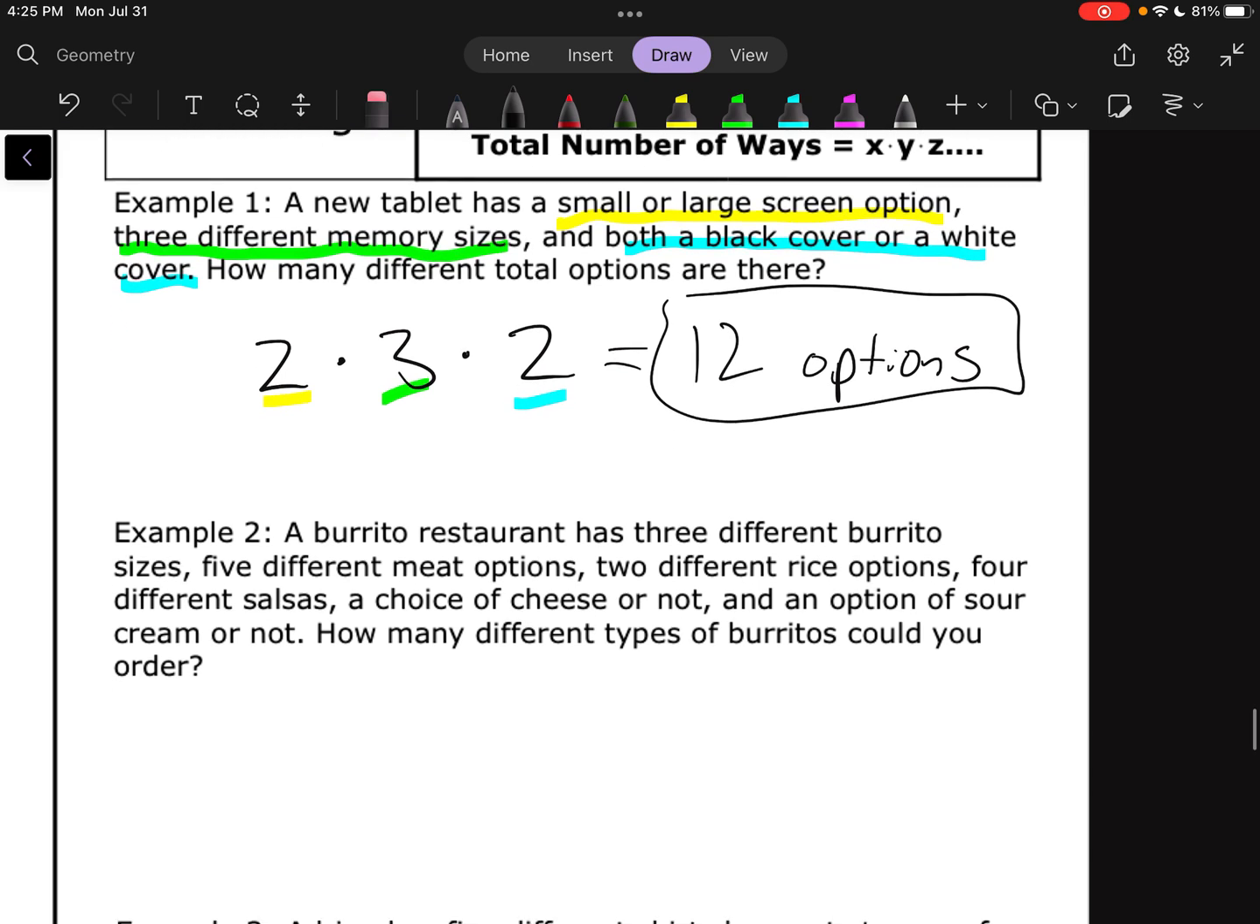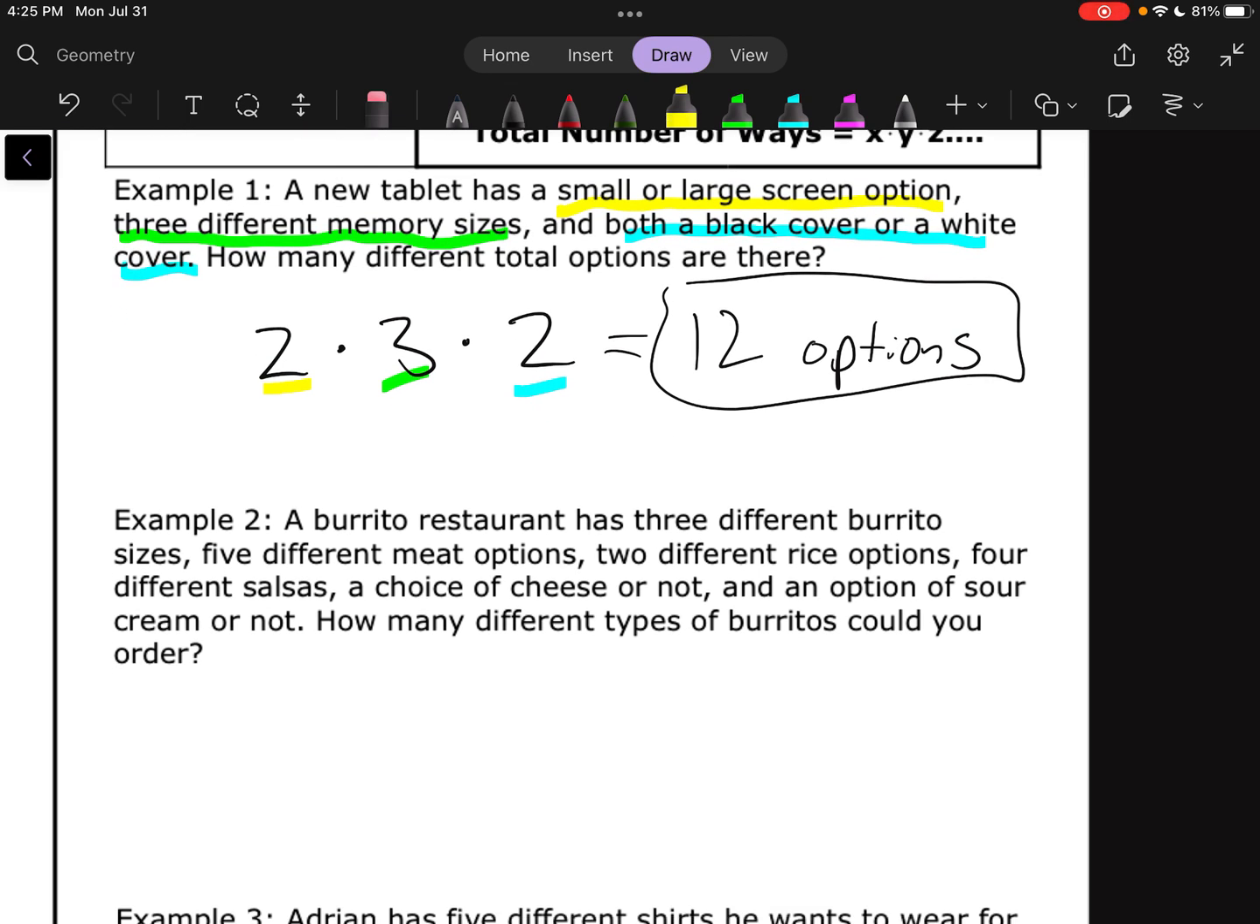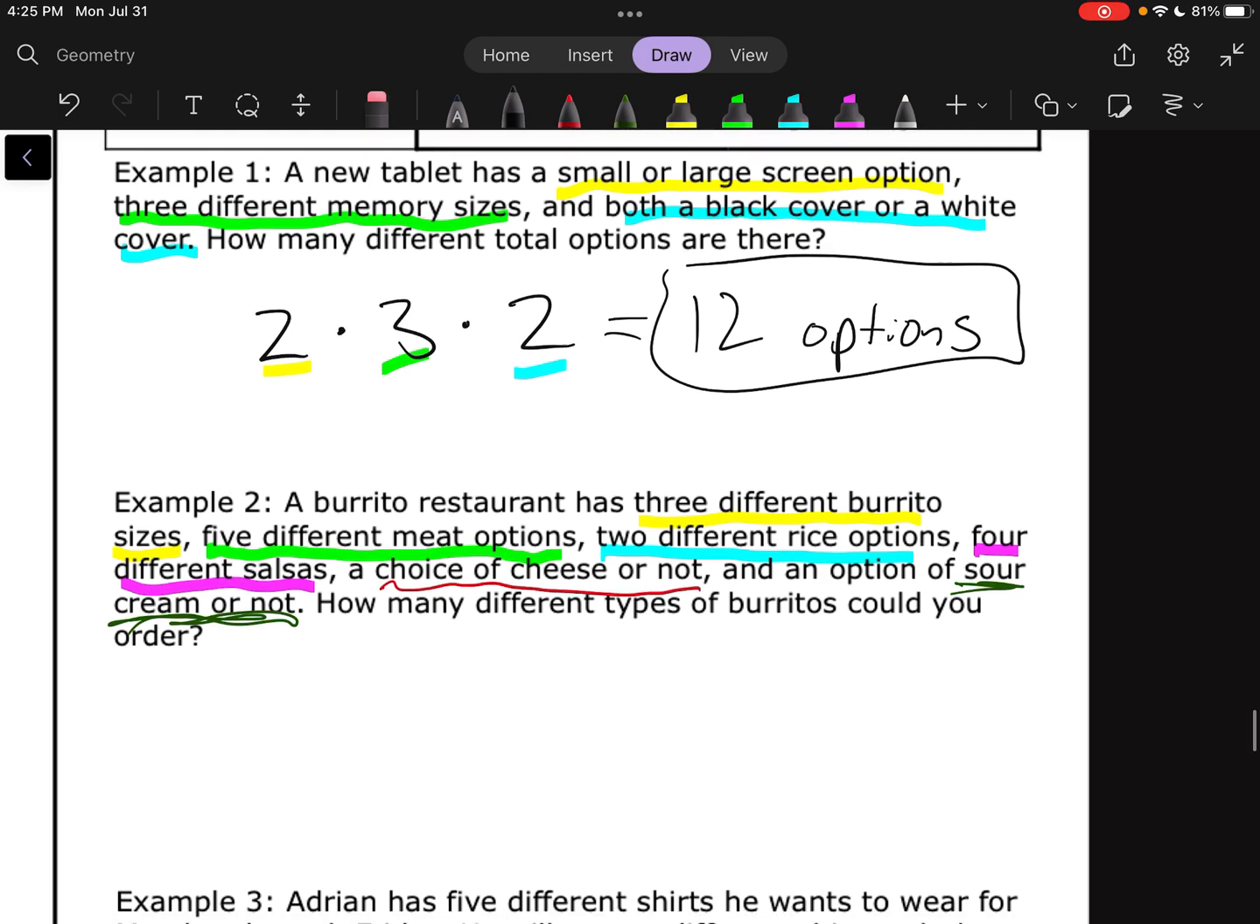Example 2 is talking about a burrito restaurant. We've got 3 different burrito sizes, small, medium, and large probably, 5 different meat options, 2 different rice options, 4 different salsas. Oh my goodness, so many options. A choice of cheese or not, and an option of sour cream or not. How many different types of burritos could you get?